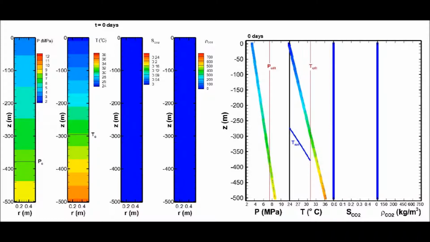On the left-hand side of this figure, we show the initial condition by 4 color contour plots of pressure, temperature, CO2 saturation, and CO2 density. On the right-hand side is the same information plotted as a vertical profile of pressure, temperature, CO2 saturation, and CO2 density.